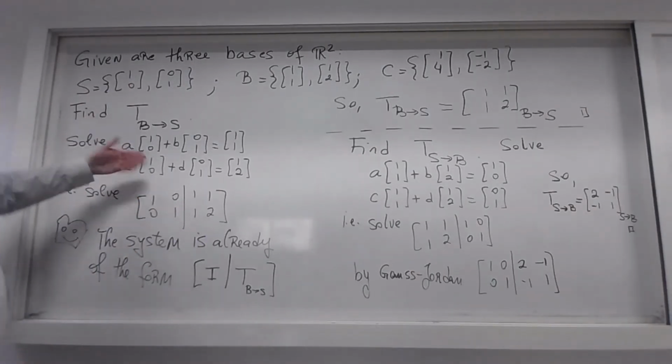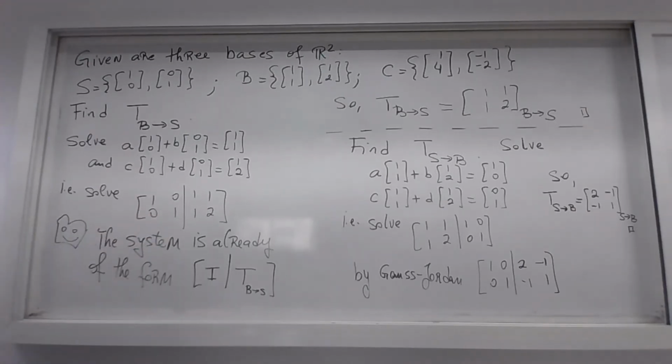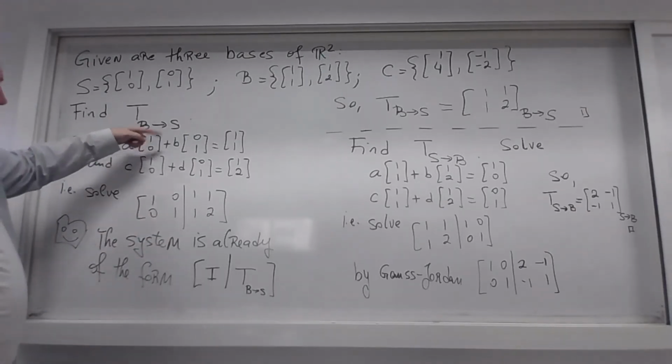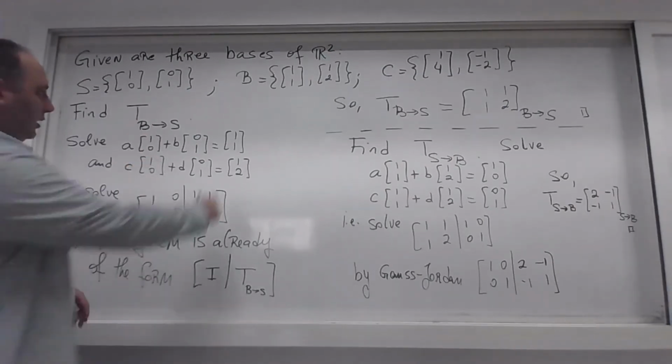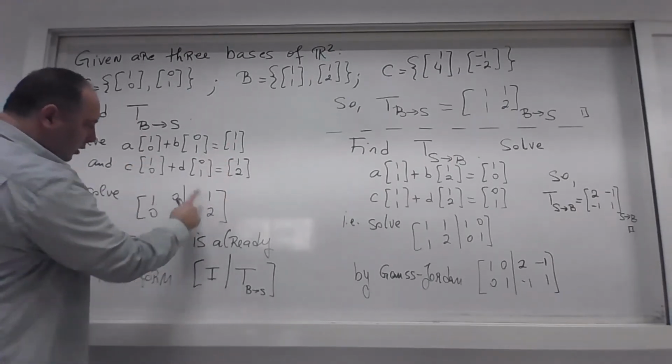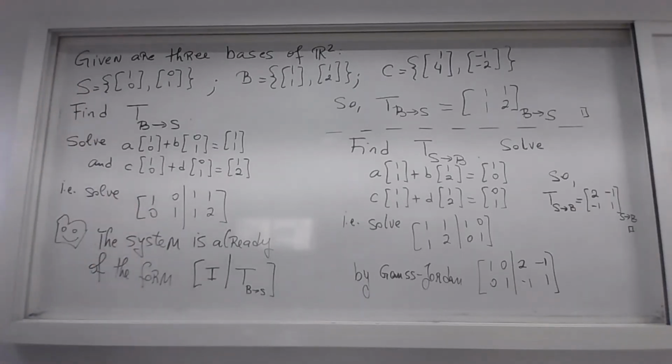So basically I need to solve this augmented system. The matrix is 1, 0 in both cases, 1, 0, 0, 1, and slash, and then I have 1, 1, first column, second column, 1, 2. So I need to solve this. So I need to end up with the form identity, something. Well, good news, I'm already there.